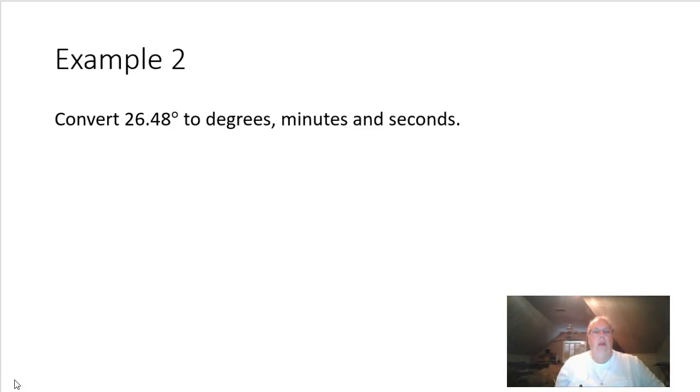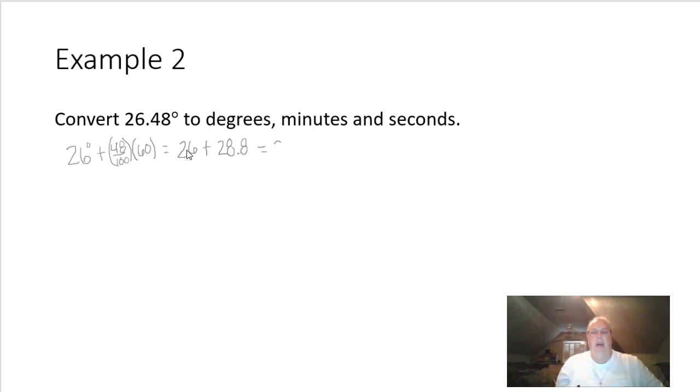Example 2, we're converting 26.48 degrees to degrees, minutes, and seconds. This is going to convert into 26 degrees plus 48 over 100 times 60, because there are 60 minutes in 1 degree. And when we put this in our handy dandy calculator, it gives us 26 plus 28.8.